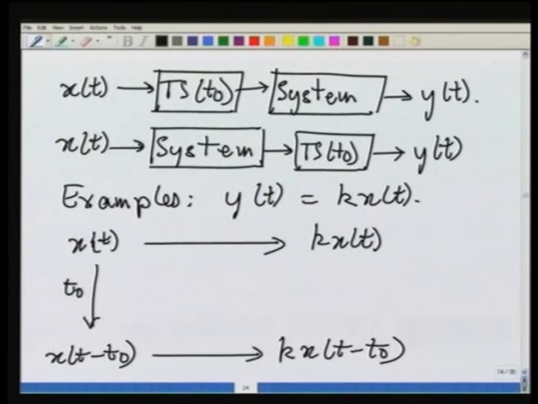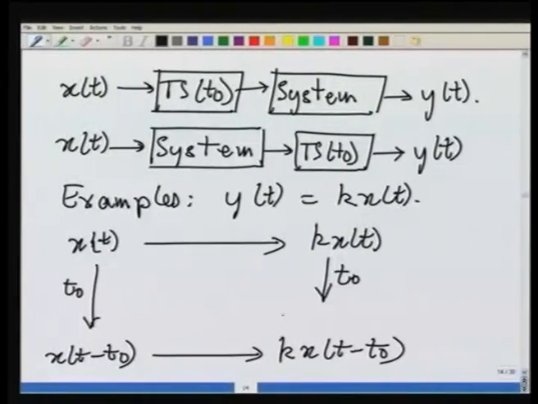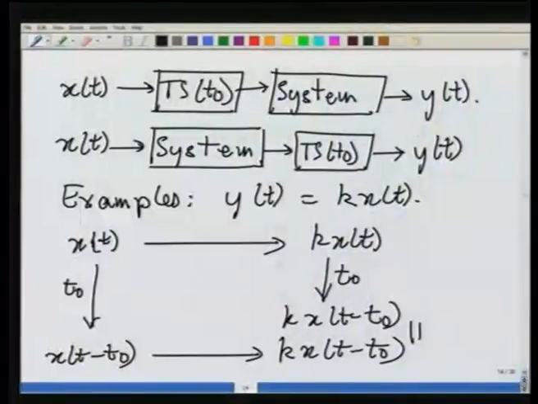On the other hand, I already have the output of the original signal k x(t), and if I applied a time shift to k x(t), what would I get? I would get k x(t - t0) once again. In this approach, I would replace all occurrences of t by t - t0. That is what I would do whenever I time shift a signal. Wherever there is t, replace it by t - t0. That is what gives you the output. Now, you see that both these outputs coincide, they are the same, and this demonstrates that this system is time invariant.